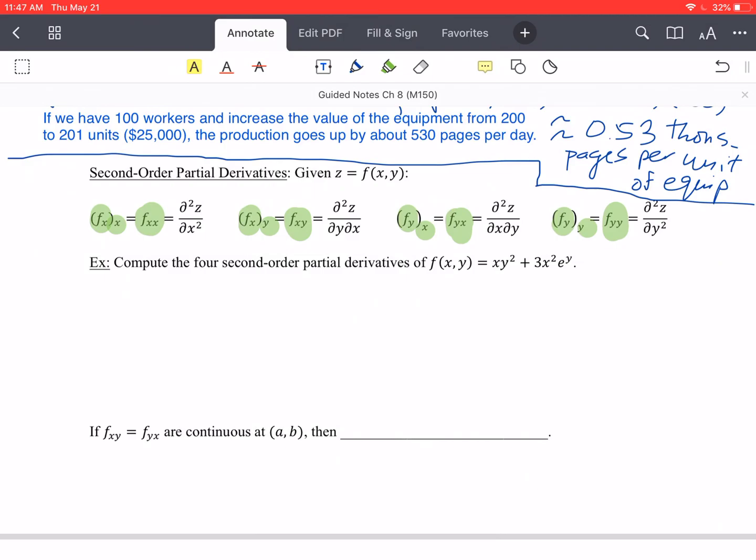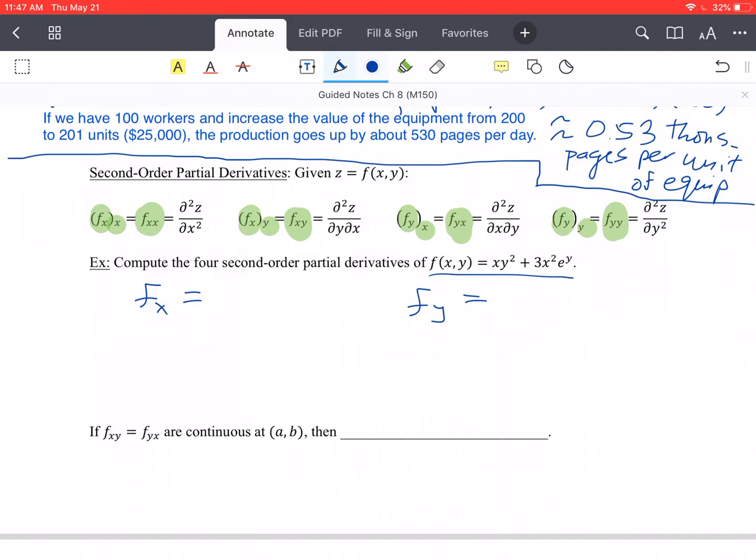Okay, so let's actually try them in this example here. So here's our function. So let me get the first orders first, so fx and fy. So partial with respect to x. So y is a constant, so the derivative of that x is just 1. This is a constant, so the derivative of that x is 2x. The 2 times the 3 gives us 6. So this is just going to be 1 times y squared plus 6x e to the y.